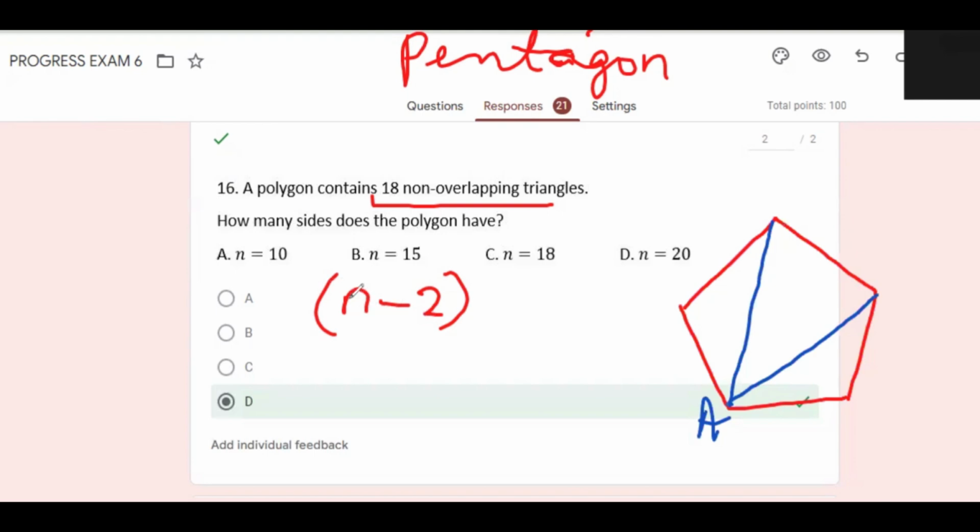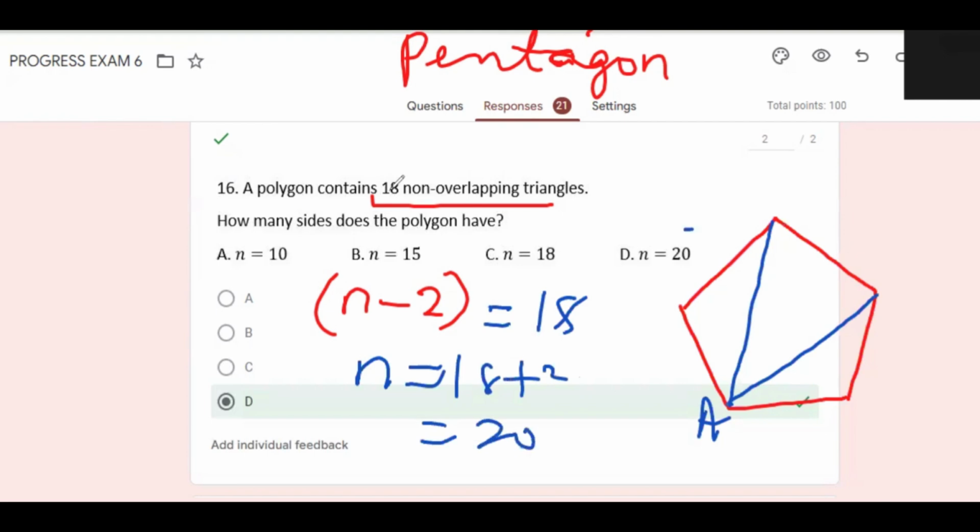So for this one, what number do they subtract 2 from to get 18? 20. Exactly. That is n minus 2 equals 18. If you collect terms, n equals 18 plus 2, that is 20. That means the polygon is 20-sided, and that is called an icosagon. Right?